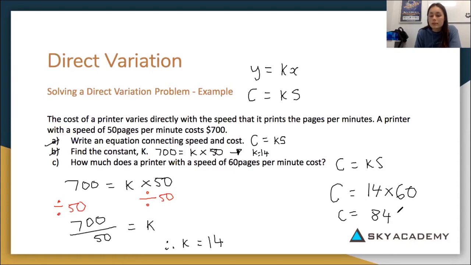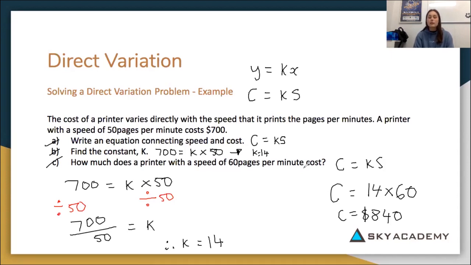So as the speed of our printer increases, the cost will increase. So that means that we are doing a direct variation problem that is validated, because as one increases, the other increases. And we can find the constant k between two variables to find the answer for a missing variable. So for example, if we didn't know the cost, but we knew the speed to be 60, we can use our constant to find the cost of that printer. So that's examples of direct variation.